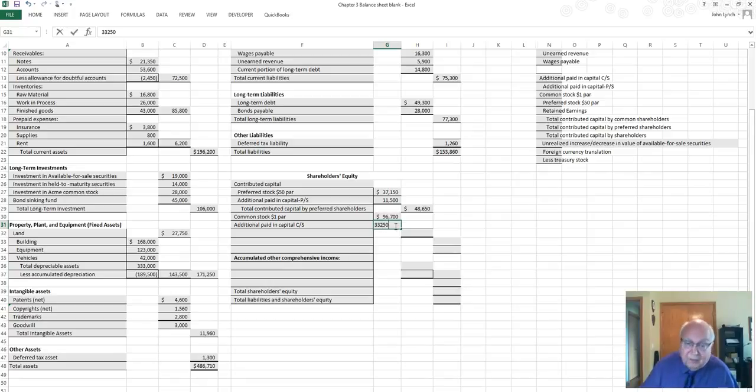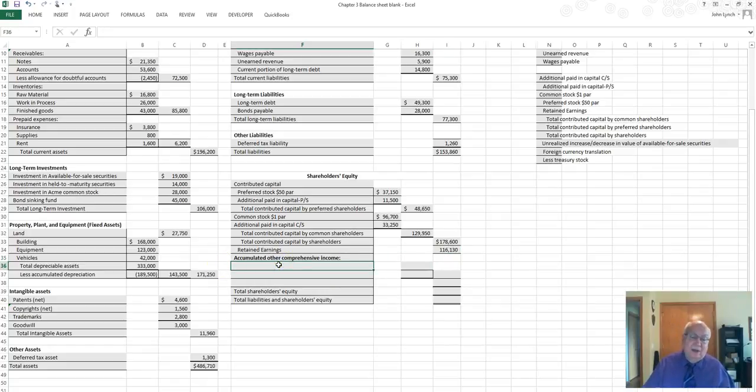That was the $33,250. Probably really should have reversed those, but that's okay, no big deal. Then that gives you total contributed by common stockholders, is those two totals added up. And then that will give you total contributed capital by shareholders, which are those two added up. So that's what the shareholders added. And then the next one we have is simply retained earnings. Now there's more to it than that, but that's what we're going to use right now. And that's 116,130.